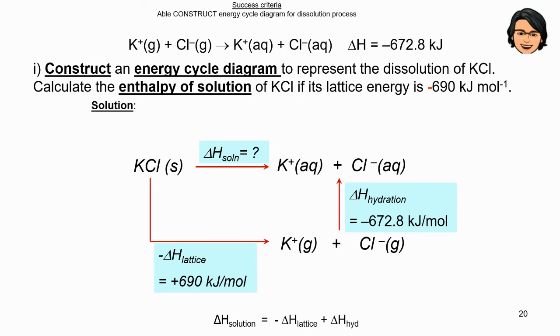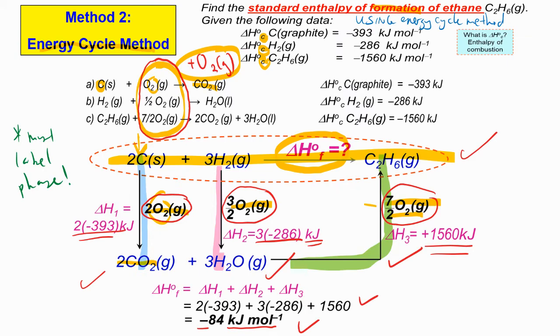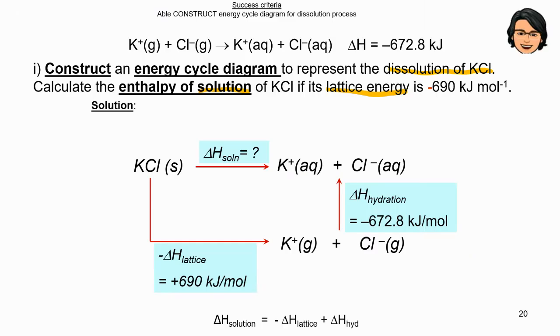Another type of energy cycle method: you can see here, construct an energy cycle diagram to represent the dissolution of KCl. Calculate the enthalpy of solution if the lattice energy is given. For this type, how do we construct the energy cycle diagram? It is not like the previous one where the same element is oxygen anymore. This time, what we have is lattice, solution, and hydration.